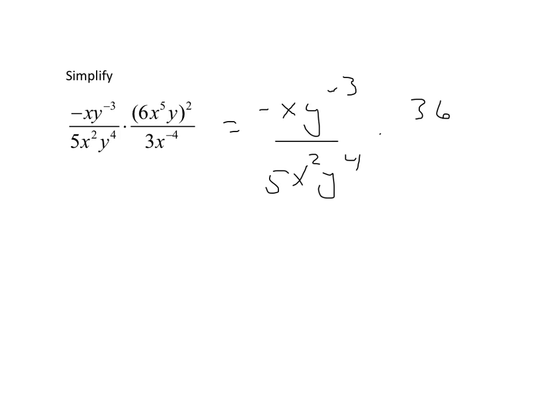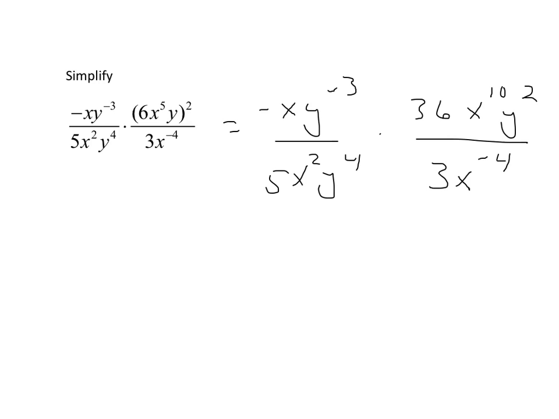x to the 5th raised to the 2nd is x to the 10th. And then y to the 2nd over, nothing happened on the bottom either, 3x to the negative 4th. So now, I've got some choices here. I can either multiply right across, or I can simplify the numerator and denominator first and then multiply across. I think I'm going to simplify the numerator and denominator in each fraction first, because I see that 36 divided by 3 is a nice number.